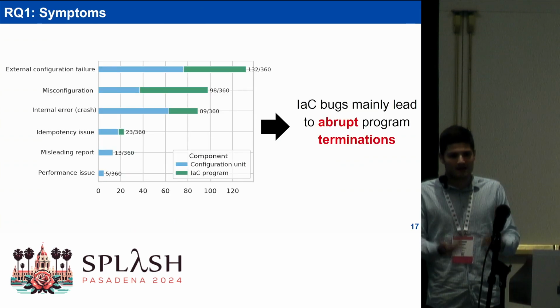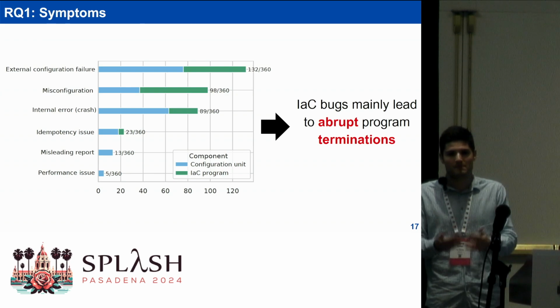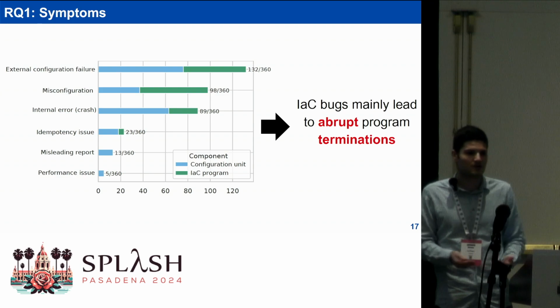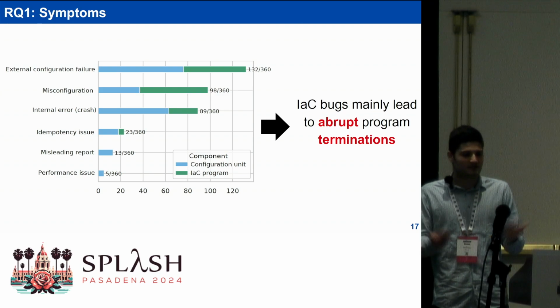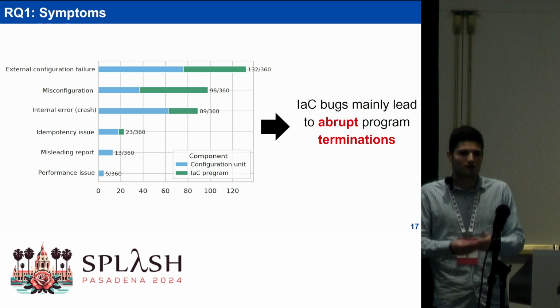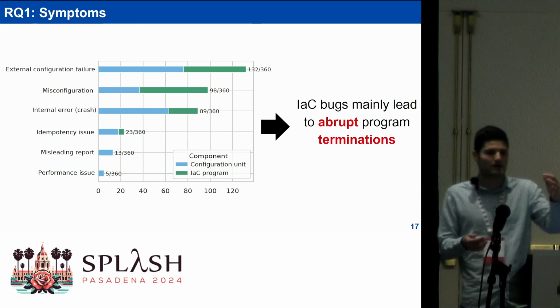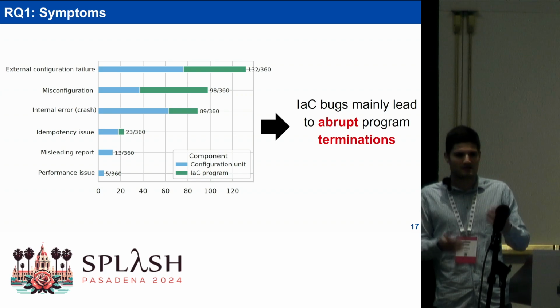So the main takeaway of our symptom analysis is that IA bugs mainly lead to abrupt program terminations. And in order to detect such issues, a simple test oracle could include checking the exit status code of our program, and if it's non-zero, then this is an indicator of a bug.